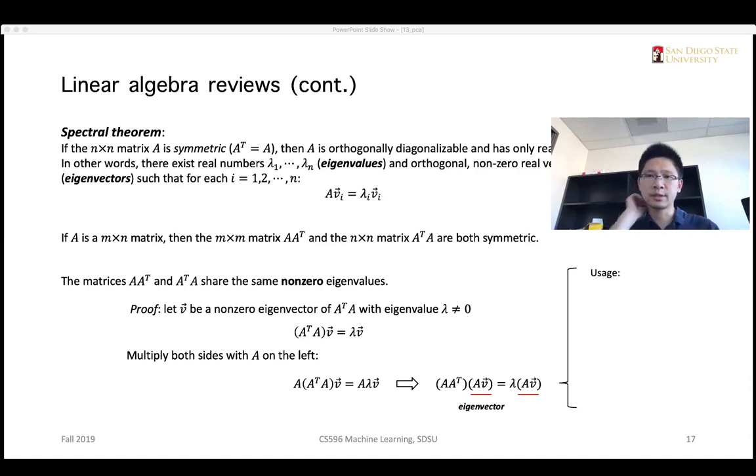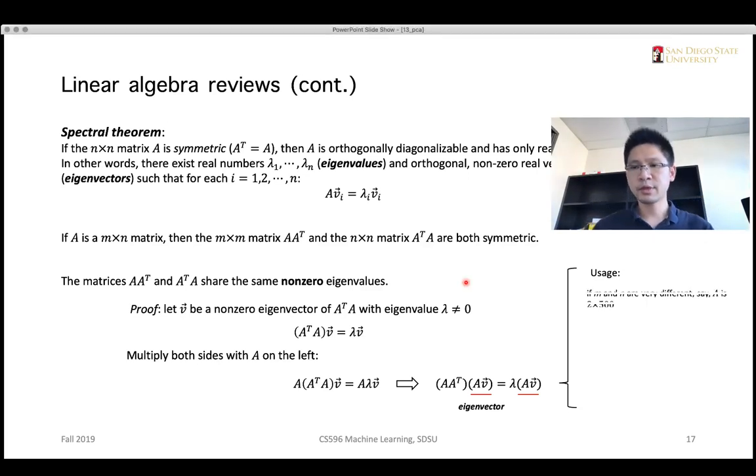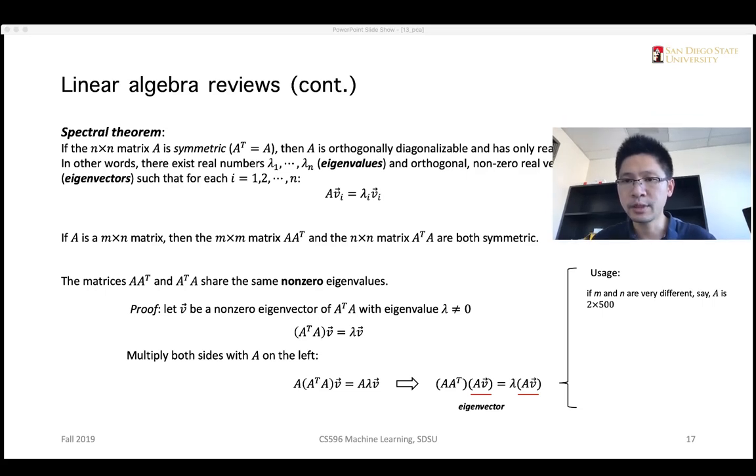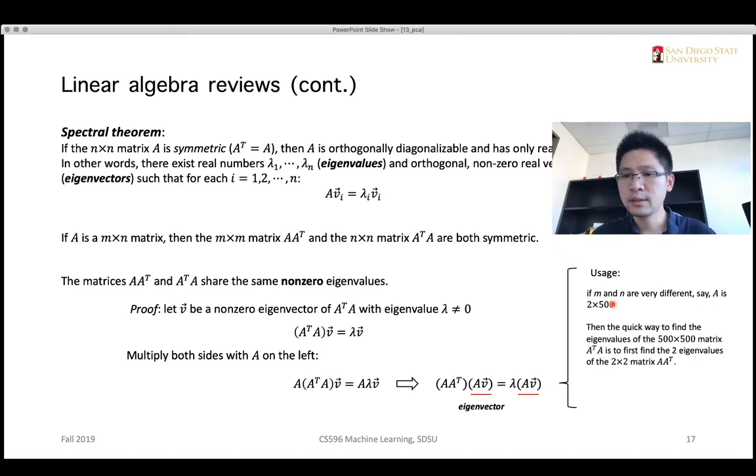It looks trivial, but this is a quite useful property when we are dealing with large matrices. The most commonly used case is when m and n are very different. Say A is a data set with two rows, which means we have two features, but 500 columns, which means we have a lot more data points. Then the quick way to find the eigenvalues of A transpose times A, which is a 500 by 500 matrix, is to find the two eigenvalues of the 2 by 2 matrix A times A transpose. You see the trick here.